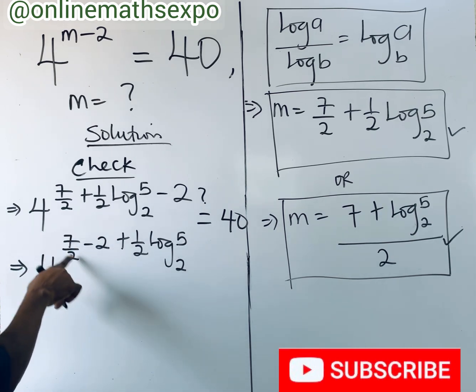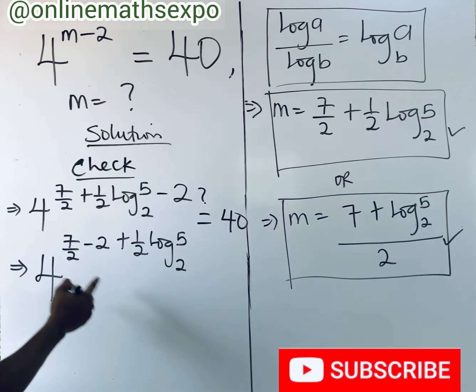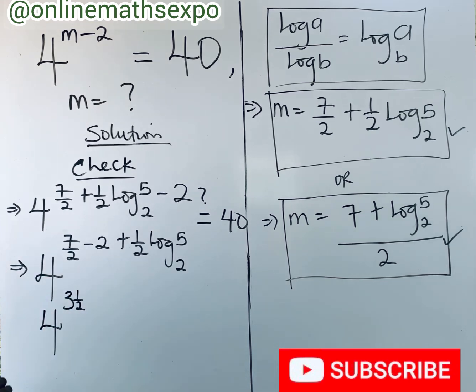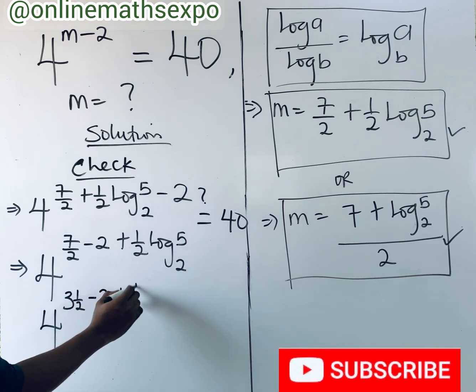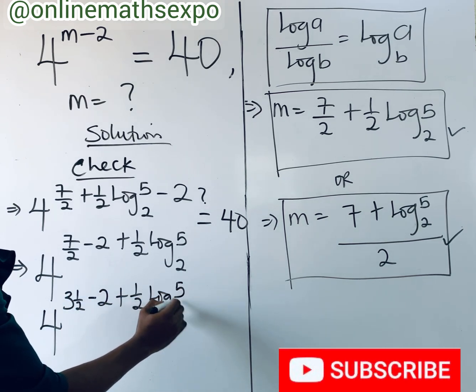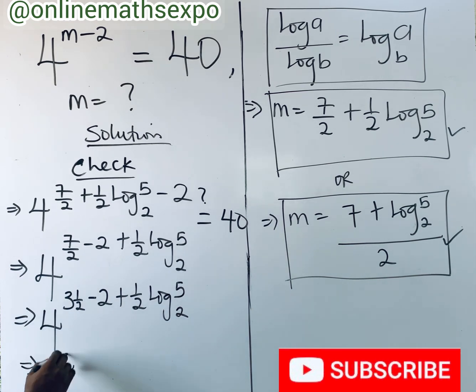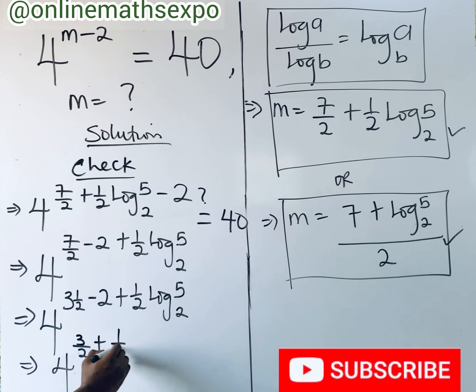Now, let's quickly simplify this. This is 7 over 2, and 7 over 2 is the same thing as 3 and a half. Did you see that? So you take away 2 from it. So let's keep simplifying. When you take away 2 from 3 and a half, we're going to have 4 to the power of 1 and a half, okay? And 1 and a half is the same as 3 divided by 2. Multiply this, 2 plus 1 gives us 3. So we're going to have 3 divided by 2. Did you see? Then plus half of log of 5 to the base 2.